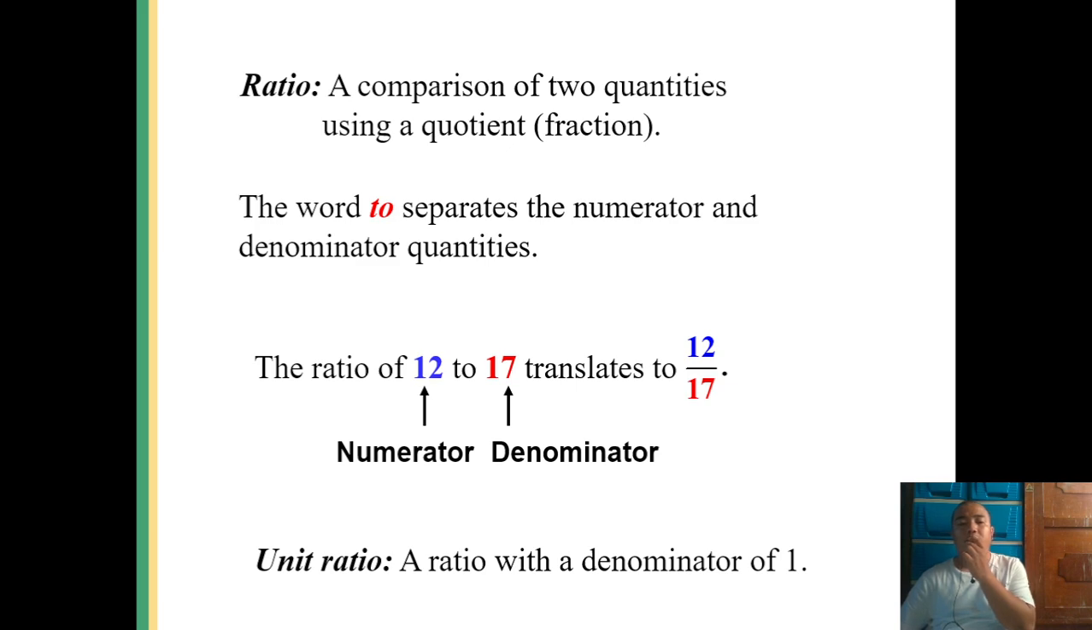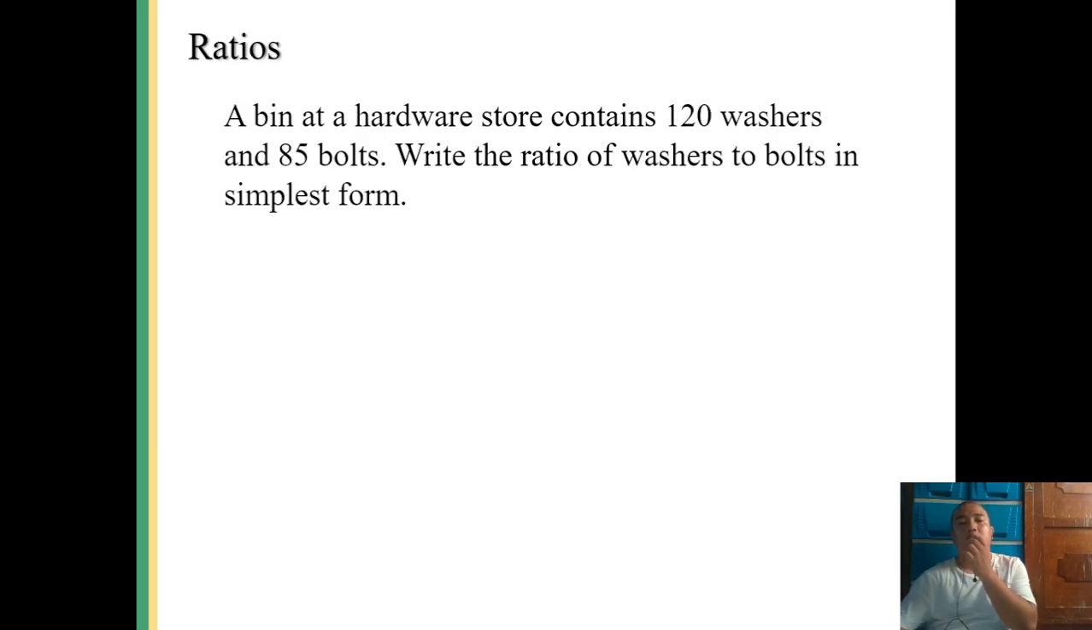Unit ratio: a ratio with a denominator of 1. So when the denominator is 1, it's called a unit ratio. Let us now try to solve problems involving ratios.